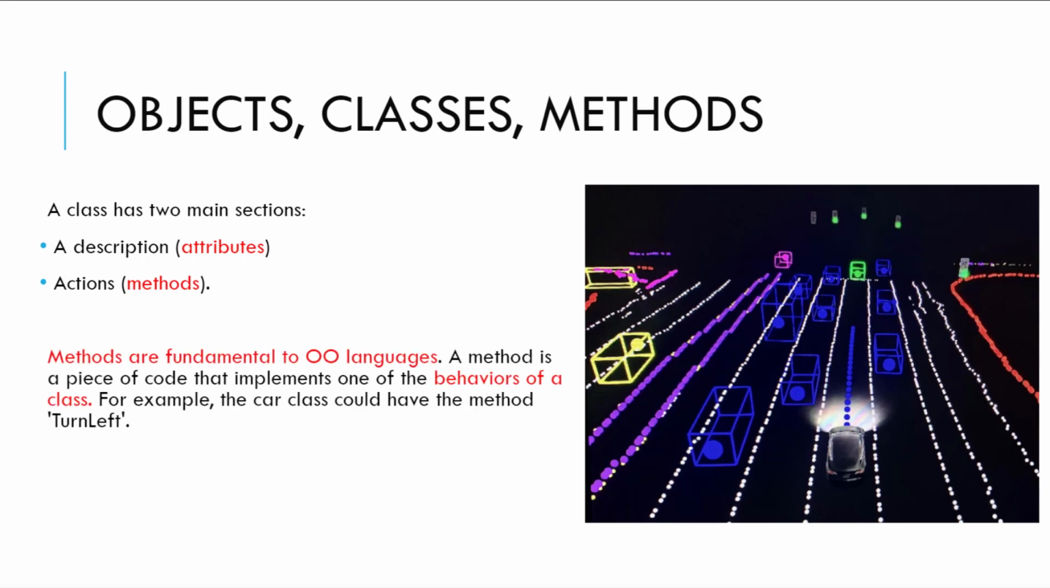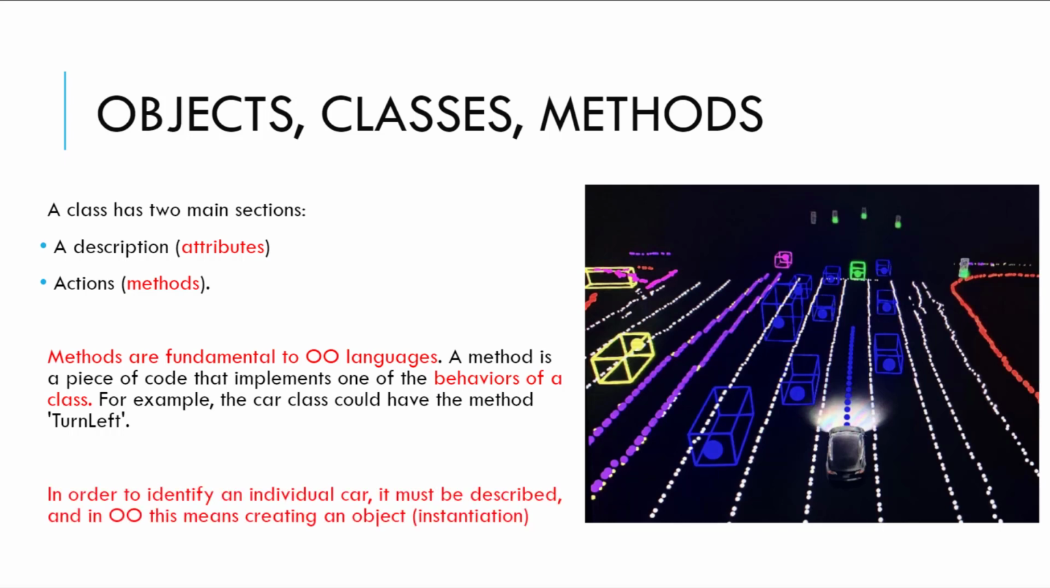Now, methods are fundamental in object-oriented languages because a method is a piece of code that implements one of the behaviors of a class. For example, the car class would have the method turn left. So consider the picture to your right there. We have a Tesla with its self-driving capabilities. Now, every Tesla has the method turn left, turn right, slow down, speed up, etc. for its autonomous vehicles. So instead of me defining that for every model of Tesla, I would just copy or inherit the behaviors of the class. And I would inherit the methods into each class that I create.